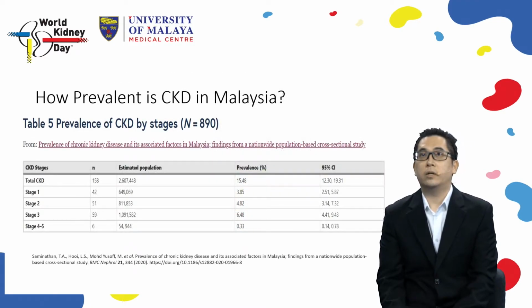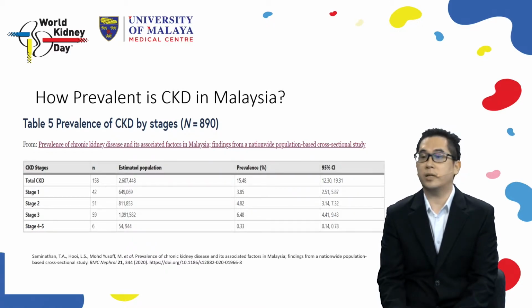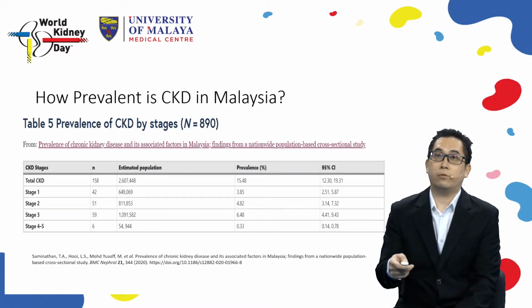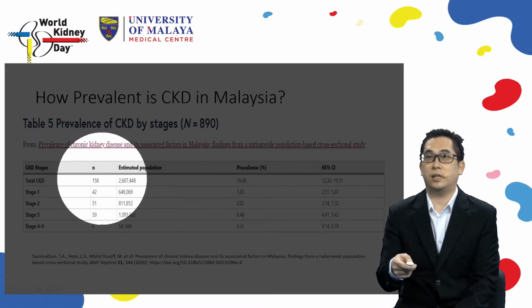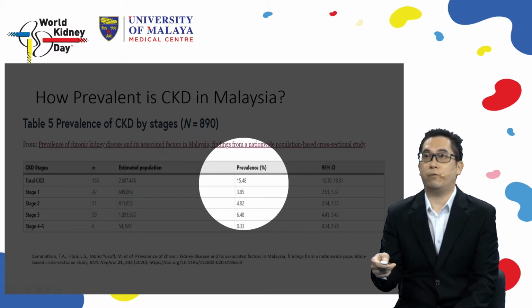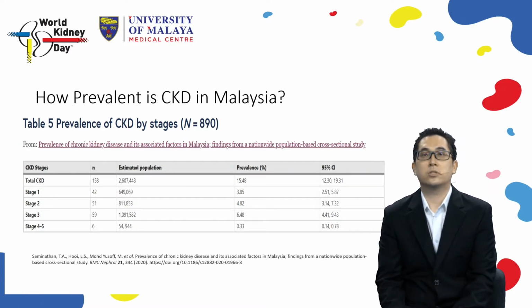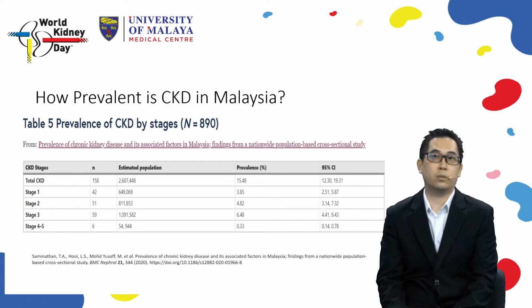How about Malaysia? We have recently published data on how prevalent chronic kidney disease is in Malaysia. This is published in BMC Nephrology and is divided by the CKD stages. If you look at the data, we have a total CKD prevalence of 15%. Stage 1 is about 3.85%, stage 2 is about 4.82%, stage 3 is about 6.48%, and when we reach stage 4 or stage 5 CKD, which is GFR of 30 or below, it is about 0.33%. And this is Malaysian data.